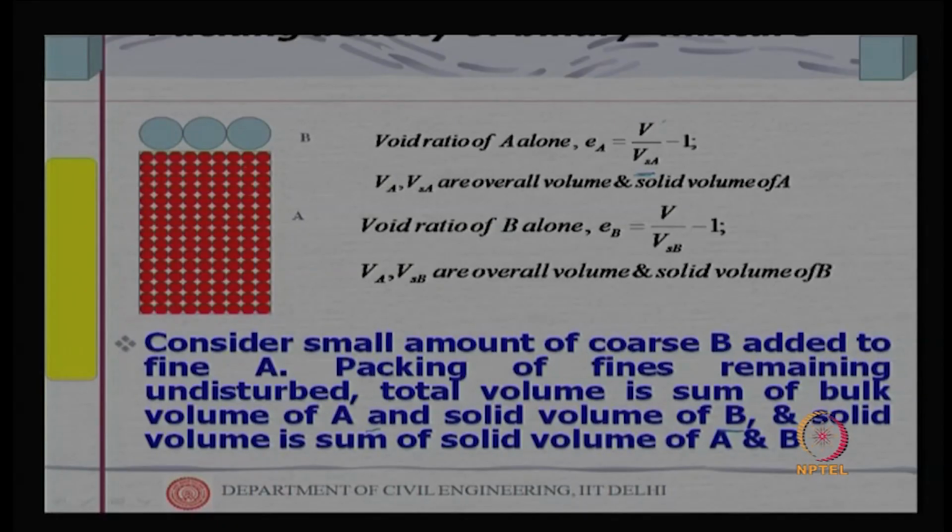So, total volume will be the bulk volume of A plus solid volume of B, and volume of solid is the sum of solid volume of A plus solid volume of B. So, total volume is the sum of bulk volume of A plus the solid volume of B, and volume of solid is the solid volume of A plus solid volume of B.